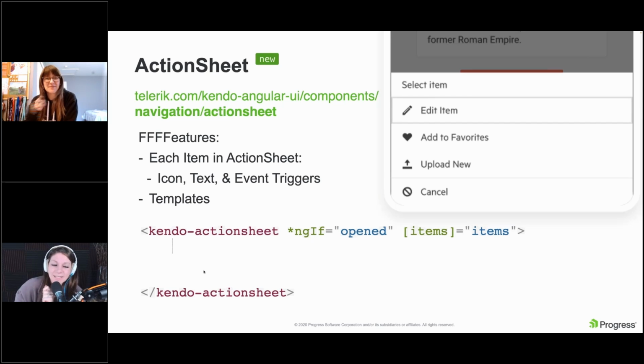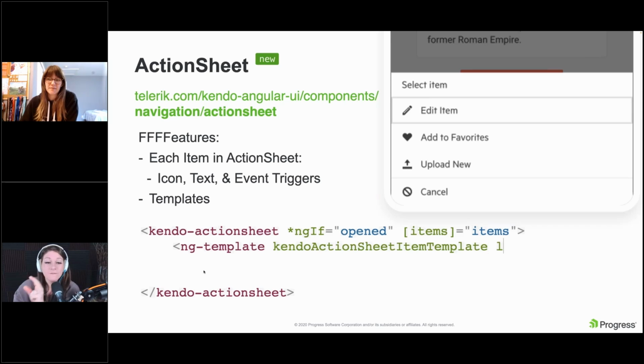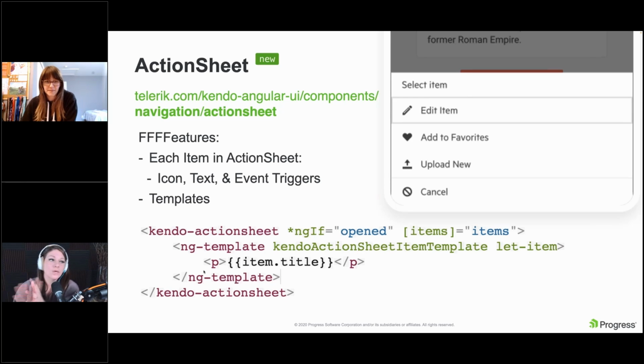So inside your Kendo action sheet, if you want to use templates, which is customizing templates, you need to specify ng-template. And then you've got the Kendo action sheet item template directive. There's actually 3 different ones: header, content, and footer directives that you can apply inside of there. And then, of course, just have the let-item variable there, closing out our ng-template. But this is how you can essentially use templates, or the built-in ng-template in Angular, to make this component your own, to customize it as you need.